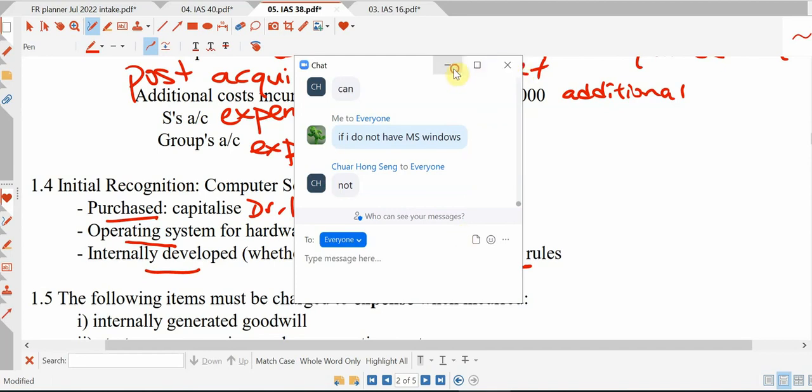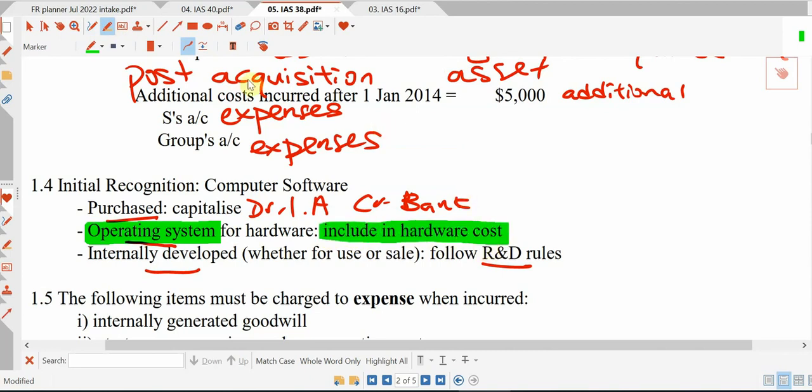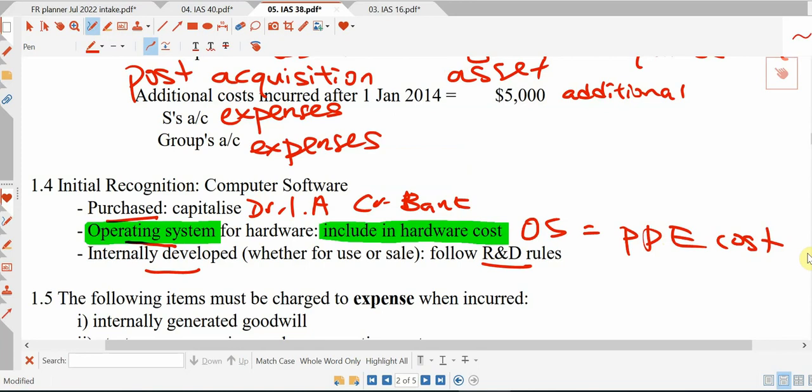So now we have a decision here. Can you look back to the notes here? Operating system is included in the hardware cost. So that means OS is PPE cost, because it's needed for the installation. Installation cost. Without OS, your asset is useless. All right, so that's the decision here, operating system, hardware cost.